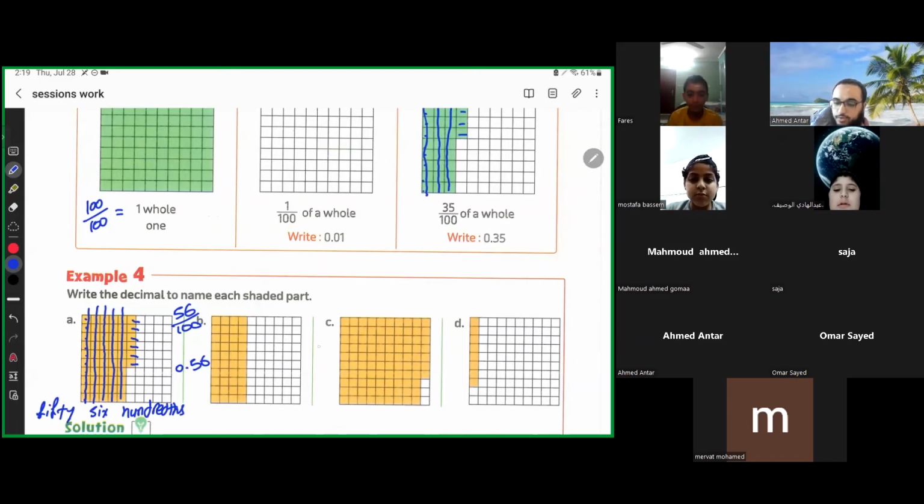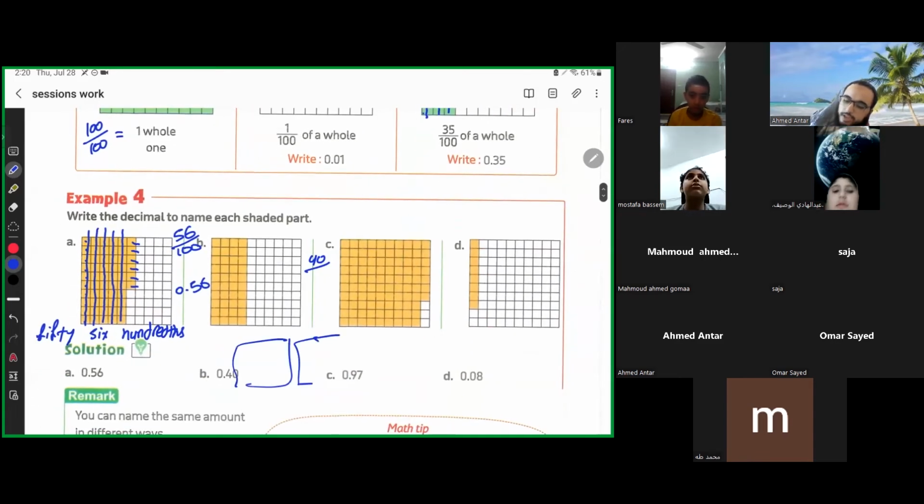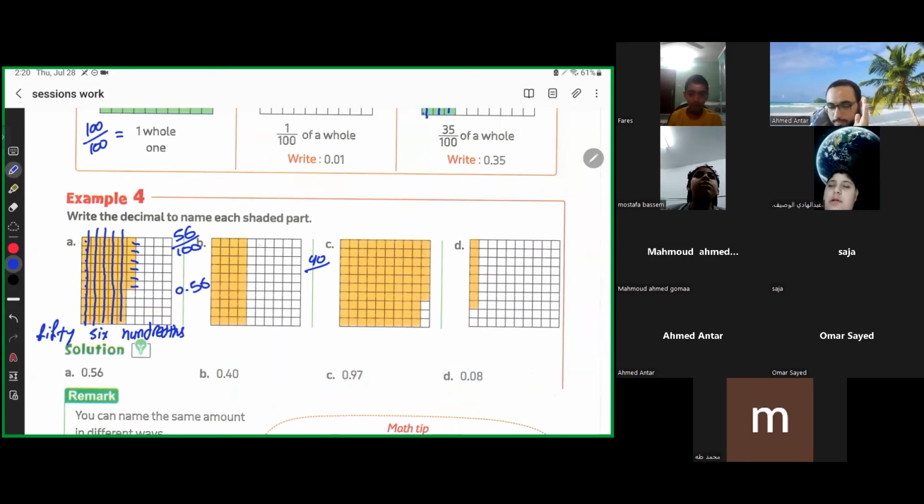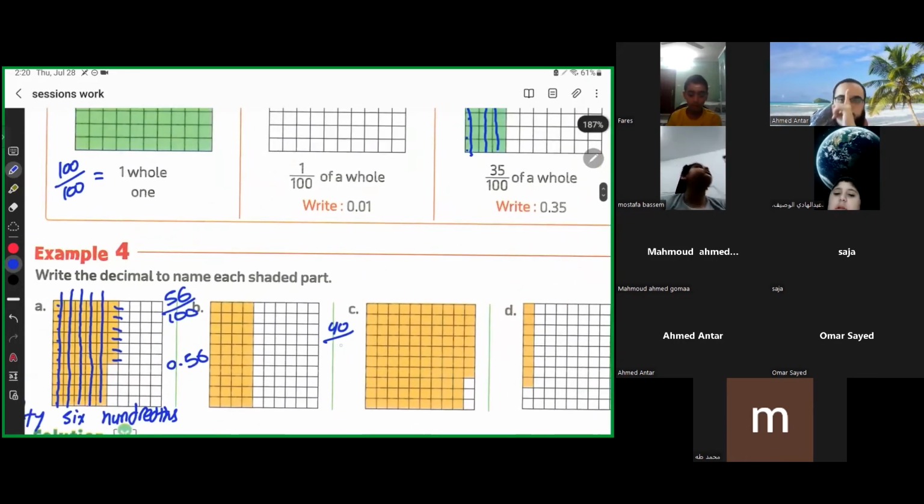40 over what? Over 100. Yes, don't tell me 40 only. 40 only means 40 big squares. If you want to express the shape, it must be 40 over 100, or 0.40, or 40 hundredths.